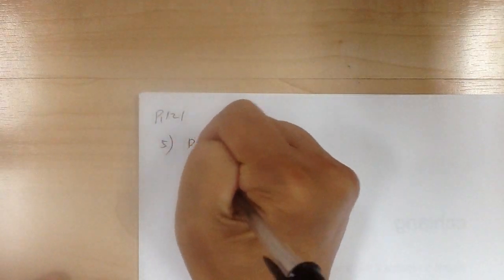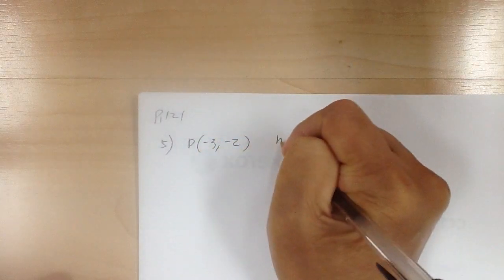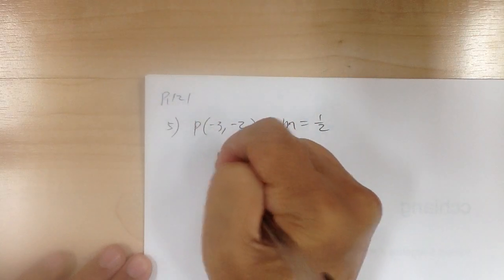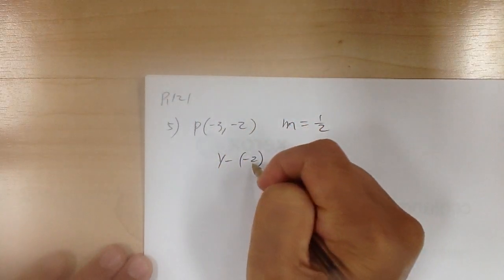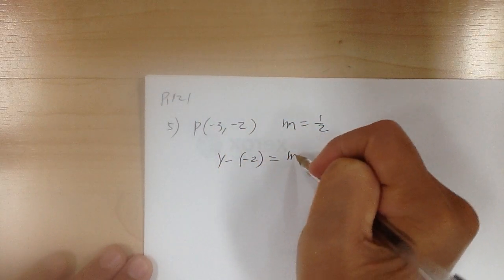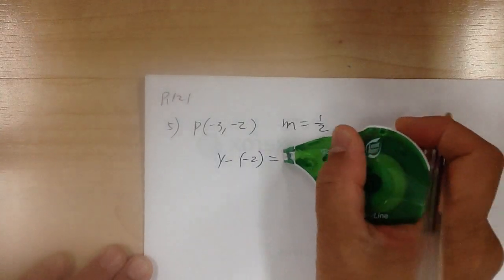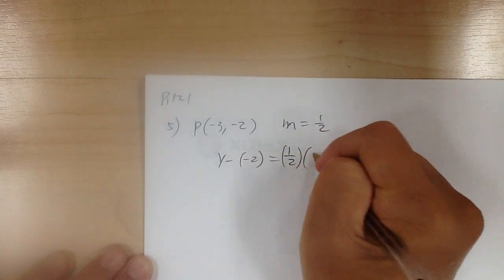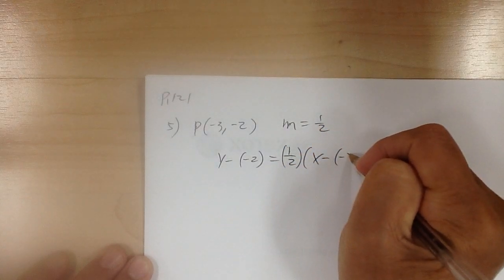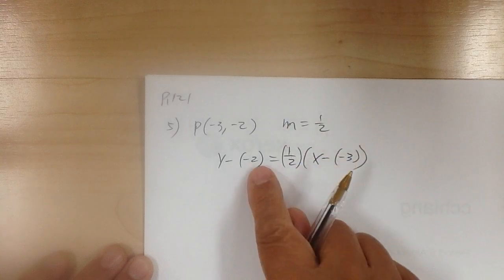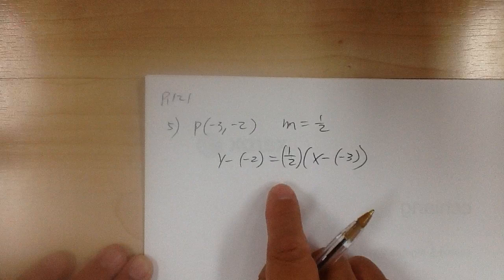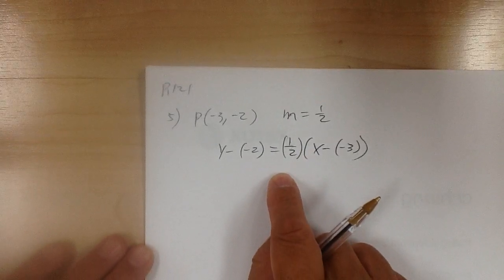Okay, number 5. So the point is (negative 3, negative 2), m equal to 1/2. So you can use your point-slope form. So y minus y1 equal to m. M is 1/2 times x minus x1. So again, whatever you substitute, go and put in parentheses. That way you can keep track of your negative signs and cut down on the careless mistakes.